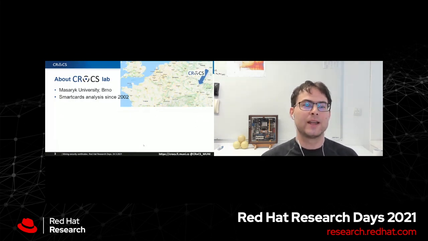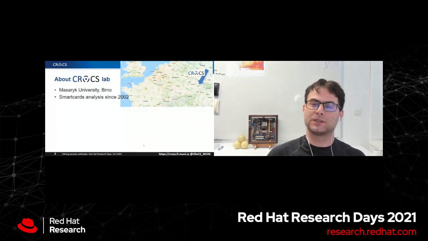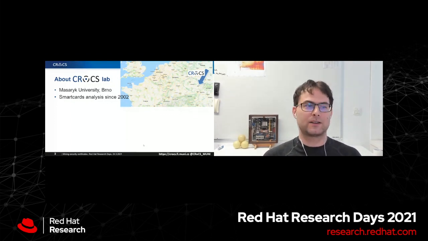So let's take a look at who we are. We are in Brno, Masaryk University. Brno is here. We are a security laboratory there. And with respect to stuff that is certified by Common Criteria or FIPS 140-2, these are smart cards. We are involved with smart cards since 2002 when we worked for our national security authority, which was responsible for selecting and evaluating products for our government.